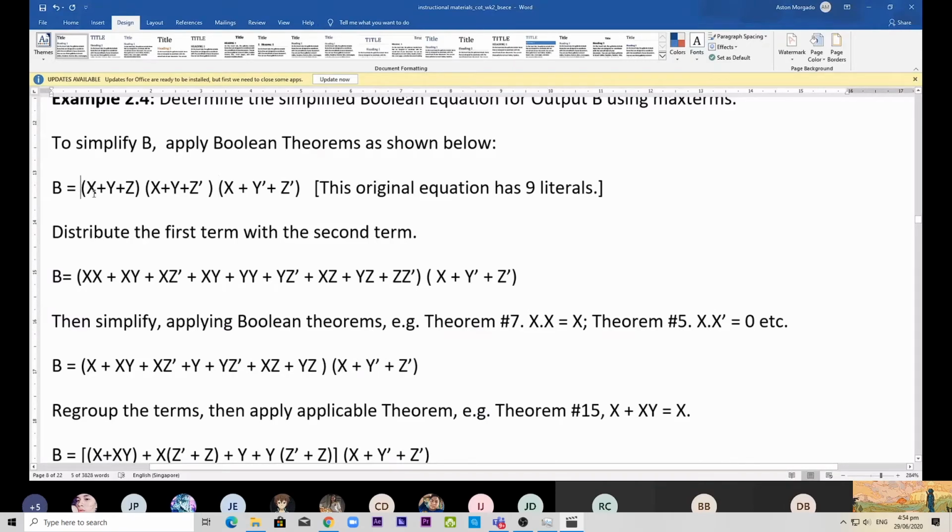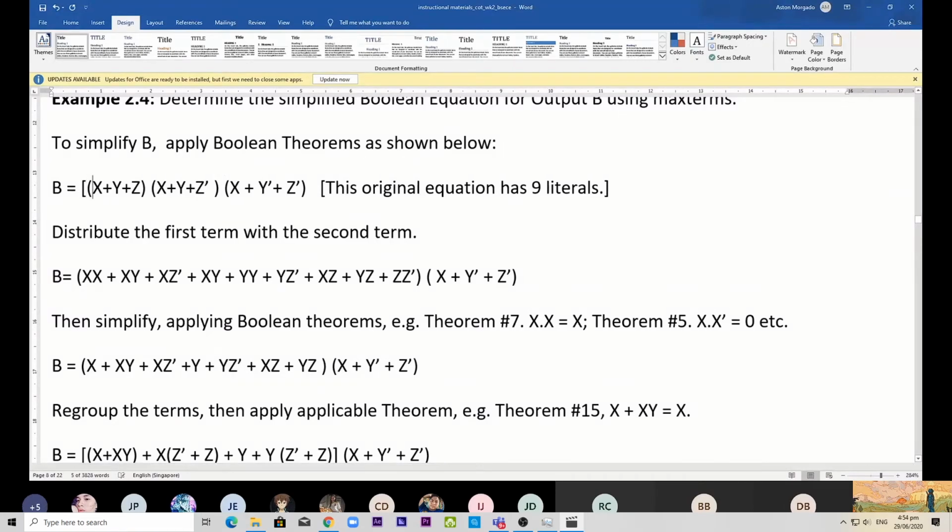So we do the first two terms first. We distribute the x first to the second term such that we have xx, xy, xz prime. Then distribute the y to the second term. We have xy, yy, and yz prime. Then z: xz, yz, and zz prime.